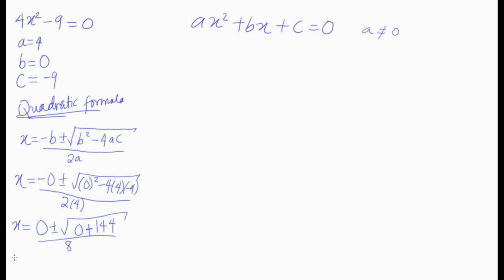So this is it here. So x equals 0 plus or minus negative 144 over 8. So we continue to here. So x equals 0 plus or minus 12 over 8.